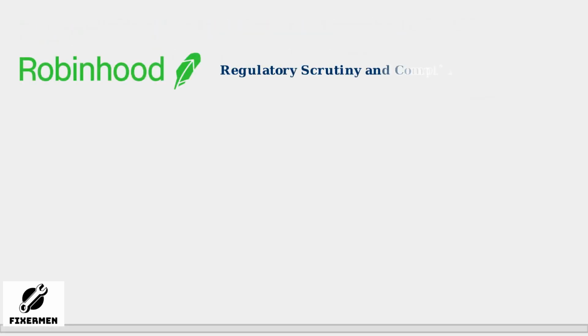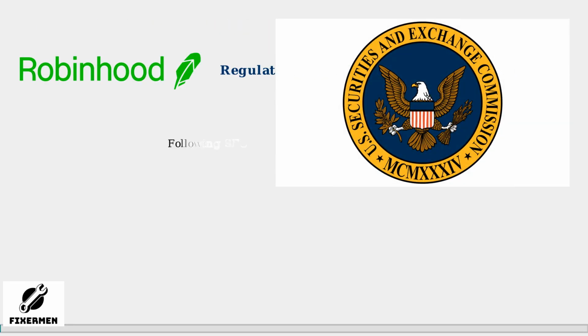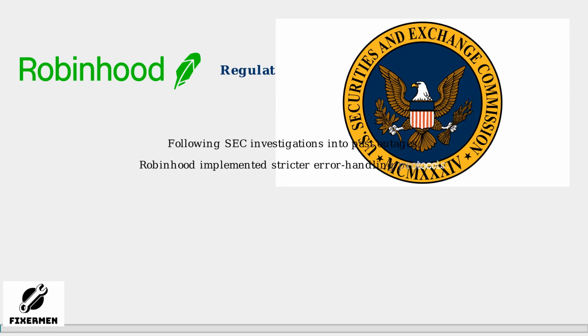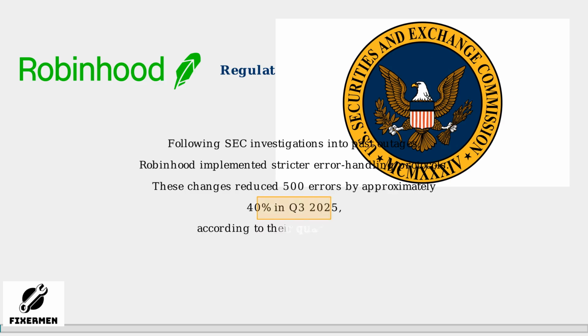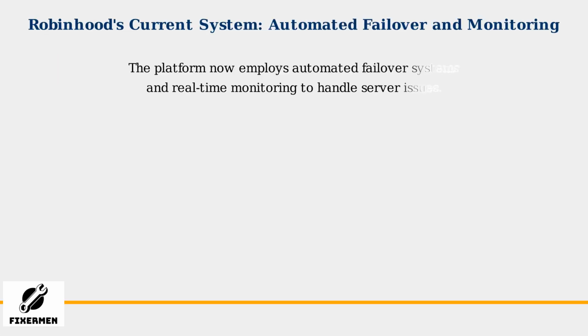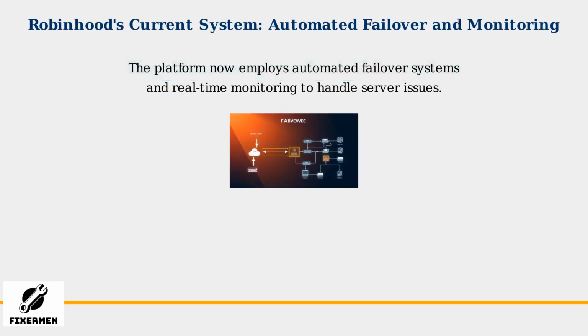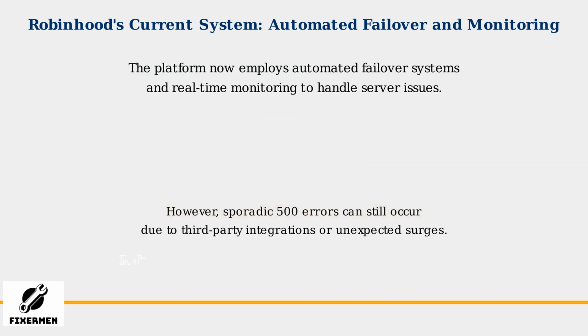Following investigations by the SEC into past outages, Robinhood introduced stricter error handling protocols. These improvements led to a 40% reduction in 500 errors during Q3 2025, as reported in their quarterly statements. Robinhood's current system features automated failover systems and real-time monitoring to maintain stability.